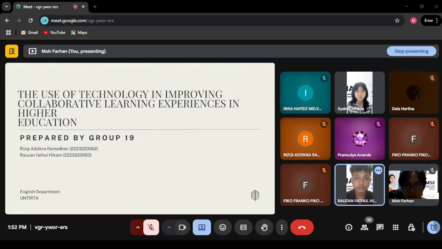Okay, thank you, moderator. First, I will introduce myself. I'm Rozan Batulikam, and I'm from Group 19. I will tell you about the use of technology in improving collaborative learning experience in higher education. This is prepared by our group: Rizky Azikra Ramadan and me, Rozan Batulikam. Next slide, please.